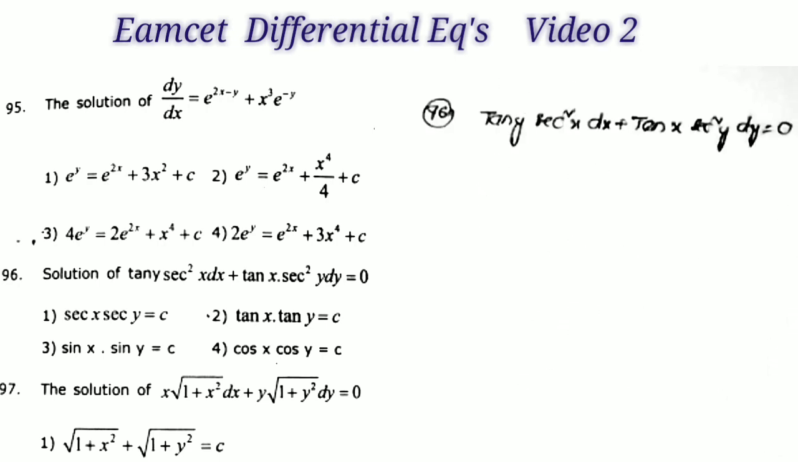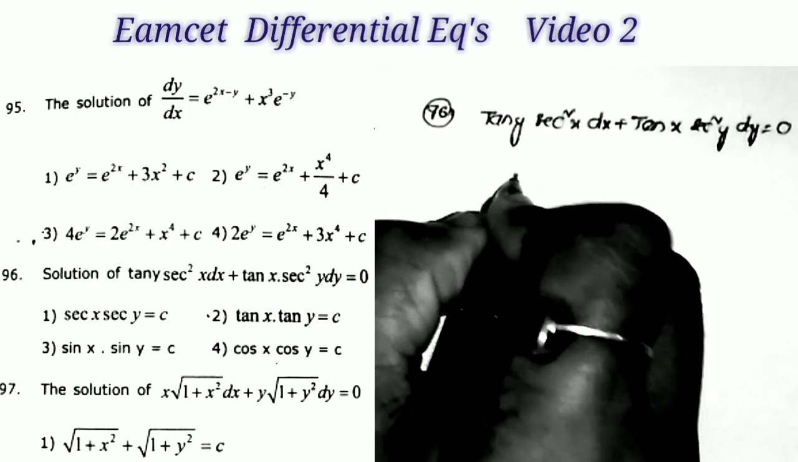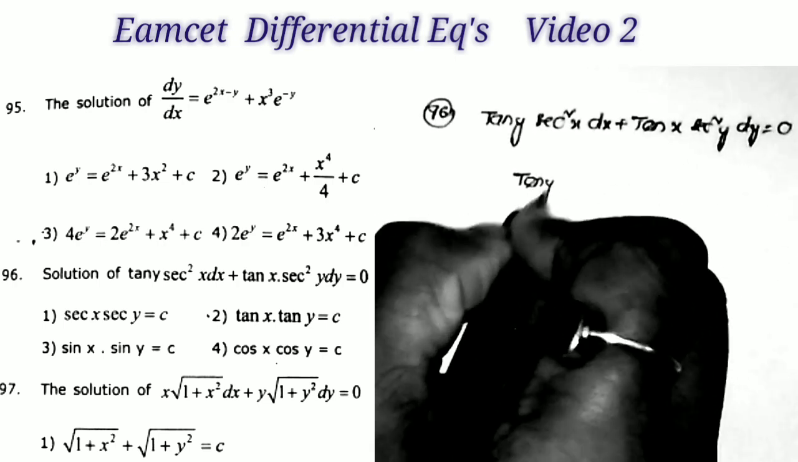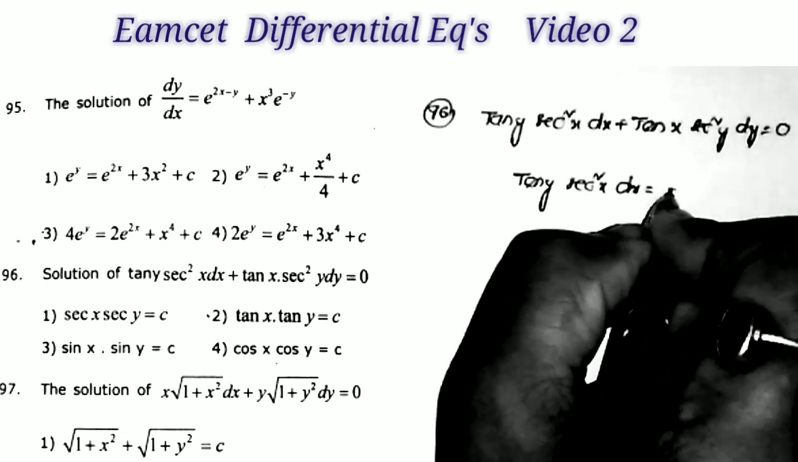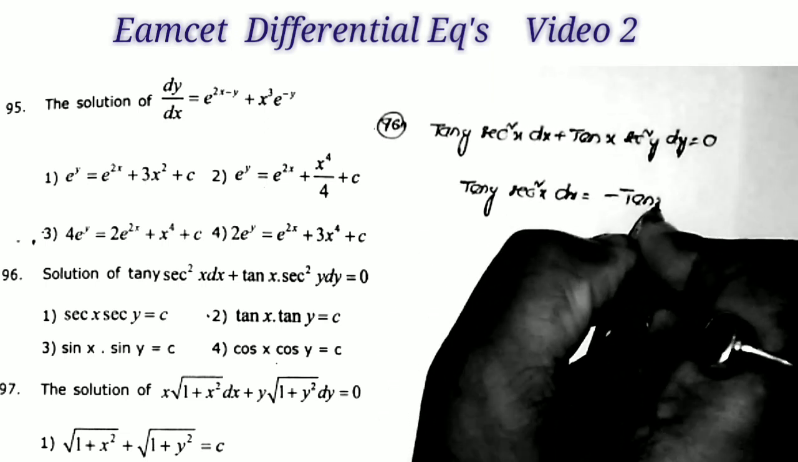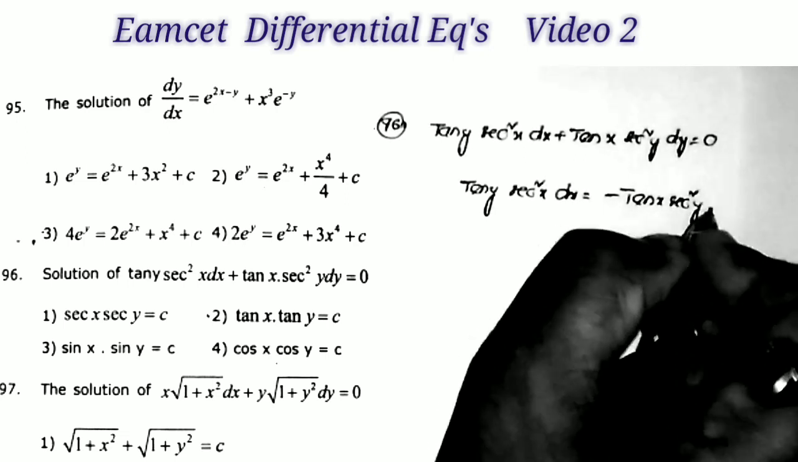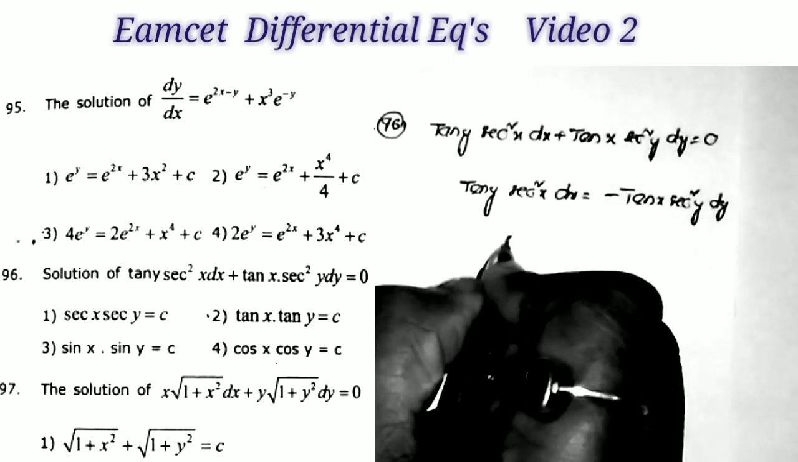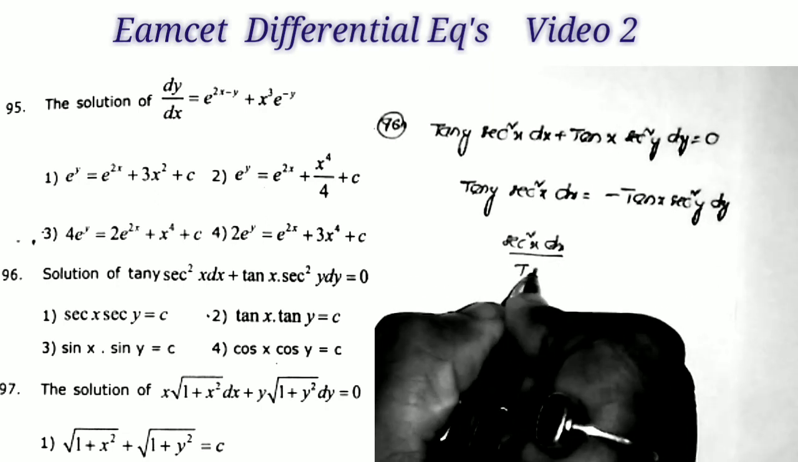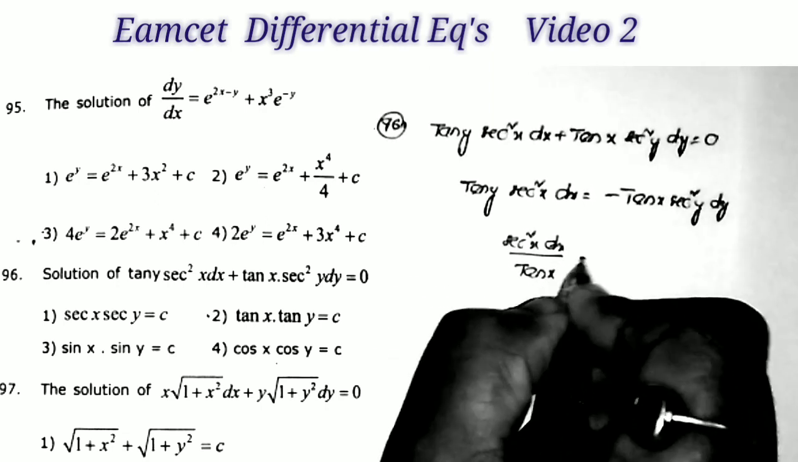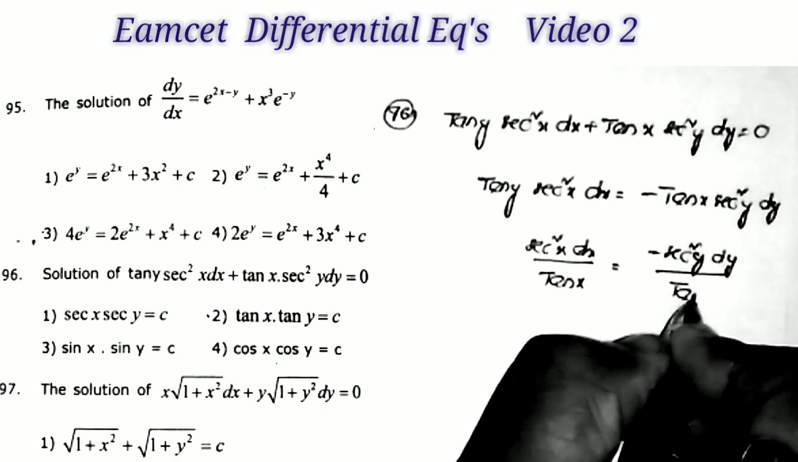That's all. Next question, sum number 96. The solution of tan y into secant square x into dx plus tan x into secant square y into dy is equal to 0. What is the first step? Tan y into secant square x dx is equal to minus tan x into secant square y dy, just writing the second term on this side. Now the next step is secant square x dx by tan x, writing the x terms on one side and y terms on the other, that is secant square y dy by tan y.